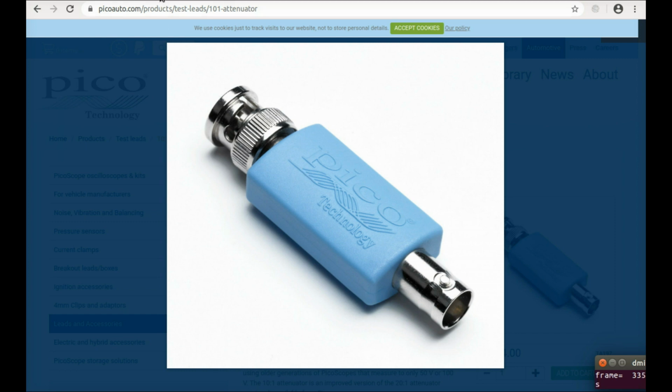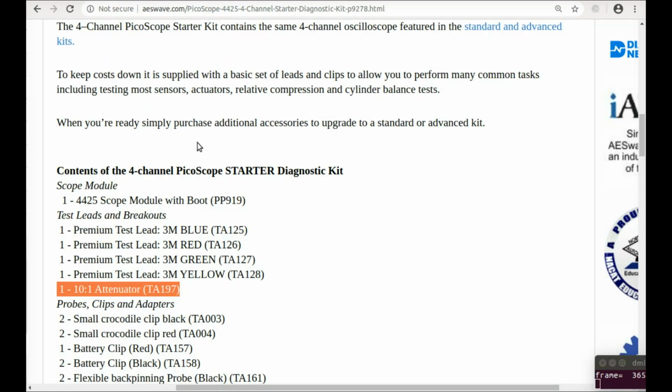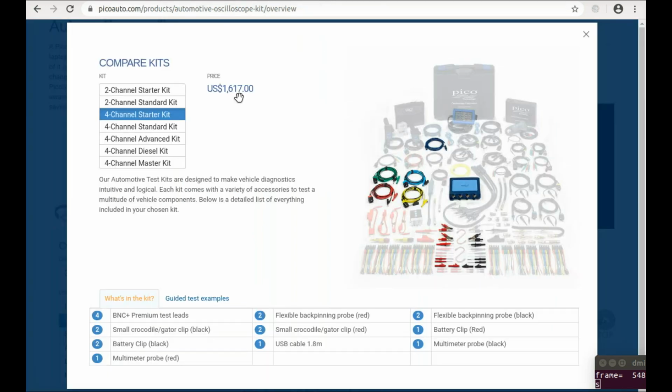And indeed, when we look at a starter kit for a 4-channel Picoscope 4425, we are going to find at least one device like that included. However, this is not the case with the new Picoscope 4425A, and if you look at the specs for the 4-channel starter kit, we are not going to find an attenuator at all. So the question is, what's happening? Does this oscilloscope need an attenuator? Why is it missing?